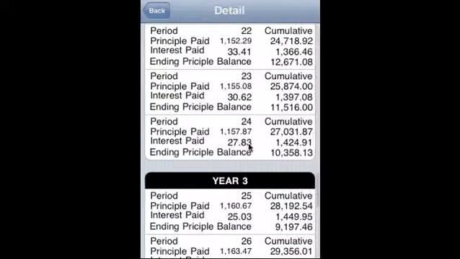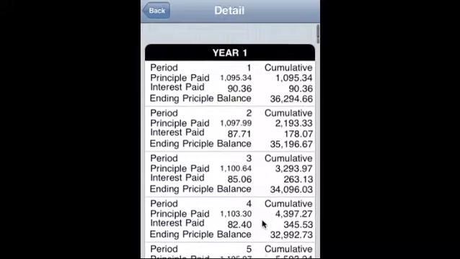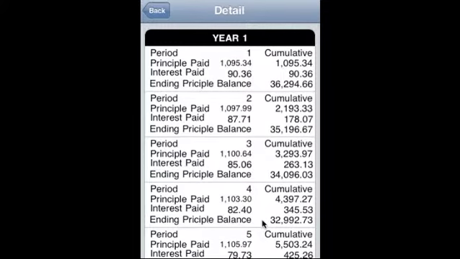savings is $146.52. And this is the detail, the amortization schedule, and it gives us year over year, month over month details about the balances.